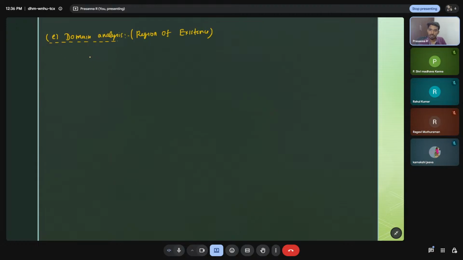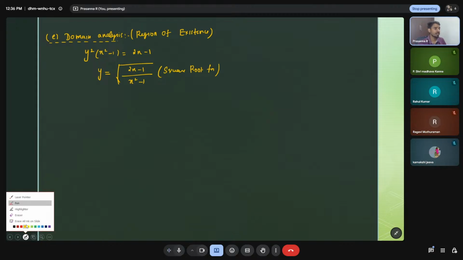So what is our function actually? It is y square into x square minus 1 is 2x minus 1. So we have y is equal to root of 2x minus 1 by x square minus 1. Listen carefully. This is a square root function, right? So how to find the domain for a square root function? You would have come across the wavy curve method in your 11th and 12th maths, in your school days. You have prepared for JEE. So a root function is defined when this quantity is greater than or equal to 0.